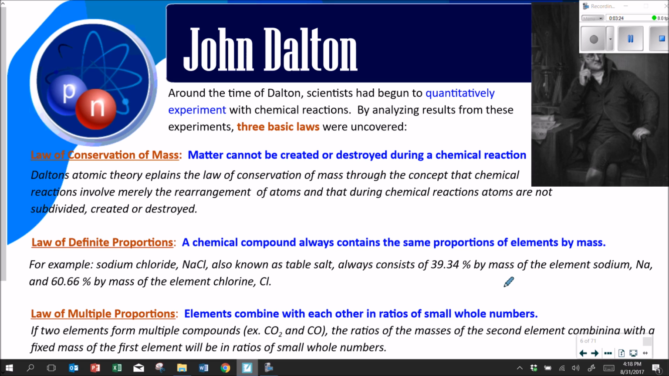Then the law of definite proportions, which states that a chemical compound always contains the same proportions of elements by mass. For example, sodium chloride, NaCl, also known as table salt, will always have 39.4% by mass of the element sodium and 60.66% by mass of the element chlorine.